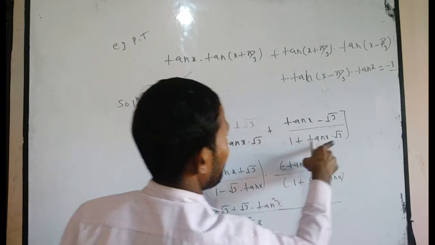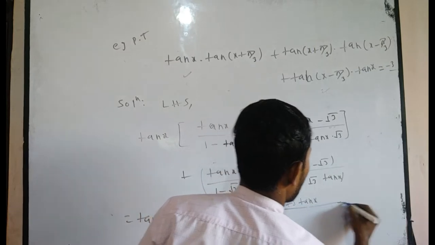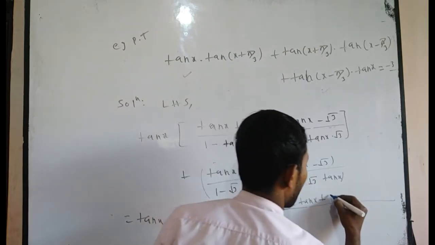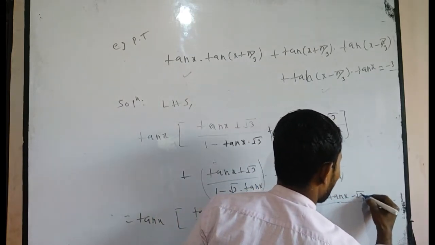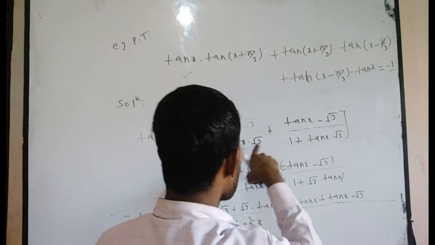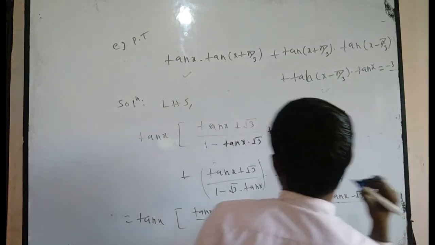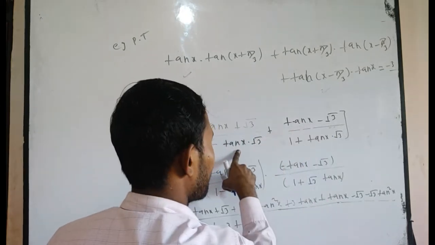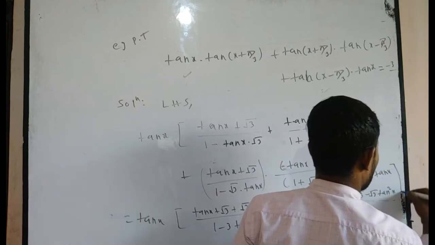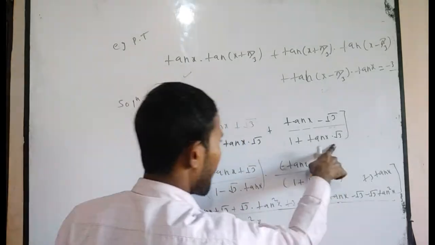Root 3 tan square x plus 3 tan x, plus in this part you write tan x minus root 3, and it will be minus root 3 tan square x into minus minus plus 3 tan x. This is the explanation of this term. Now you have to explain this term.